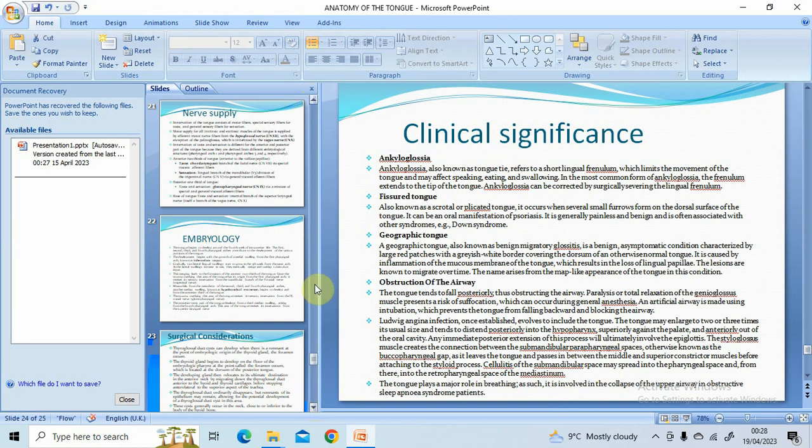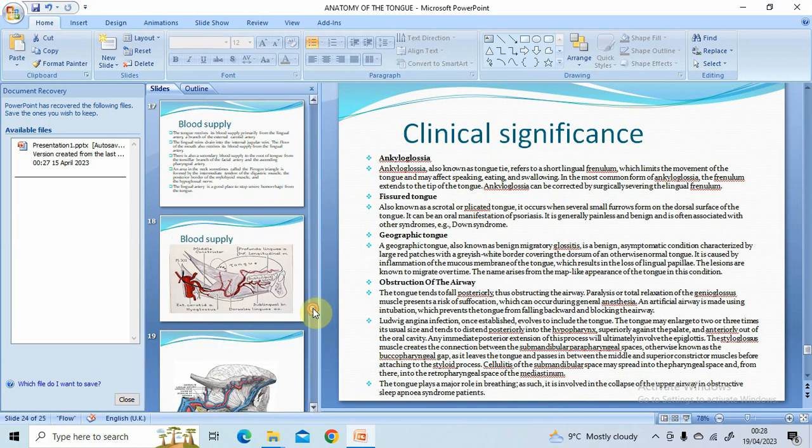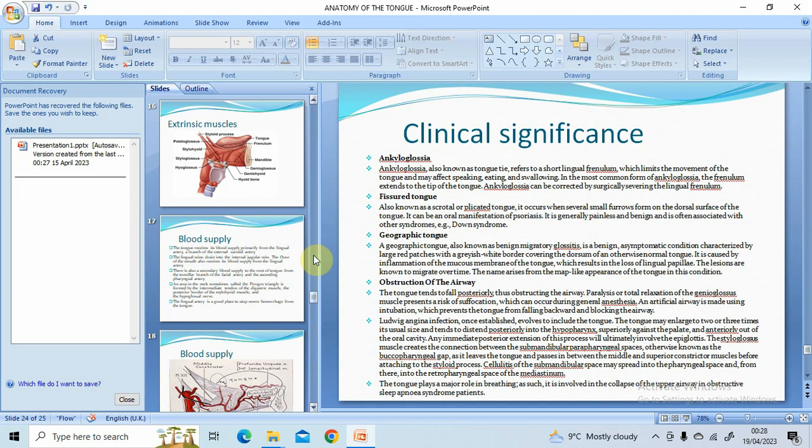So this is about the anatomy of the tongue, well simplified.